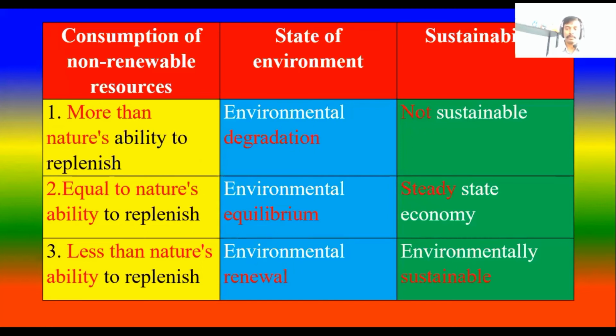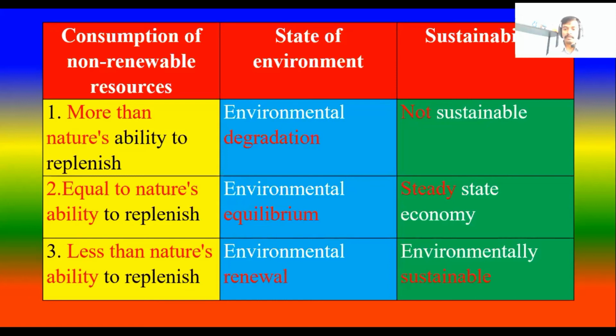So what are the factors are non-sustainable? Look at this. Consumption of non-renewable resources more than nature's able to replace. Which means what is available nature use more. State of environment is that environmental degradation. Then sustainability concern not sustainable. Second, equal to nature's ability to replenish. Which means what is available in the nature, use it and replace that nature. For example, this cut a tree, pluck two trees. That is a equality, equilibrium.